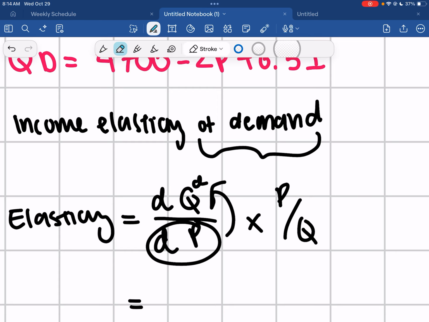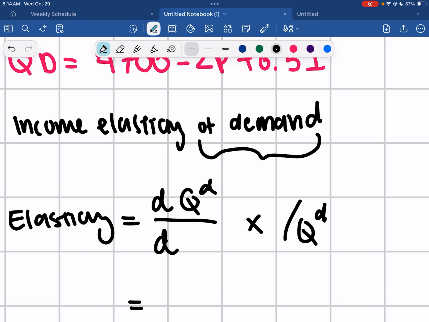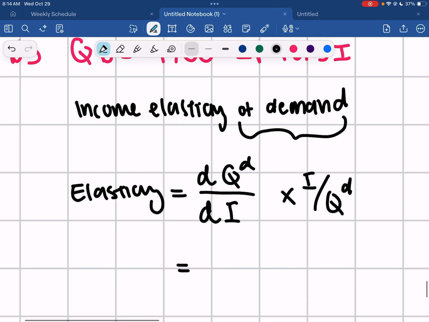So that means that if we're looking for something of demand, QD is going to be at the top because it's "of" all the time. Of is above. And then the first thing, typically, which was price in price elasticity, is income now. So we're going to put income down here. So it's the income elasticity of demand. So there we go. That's our equation today.